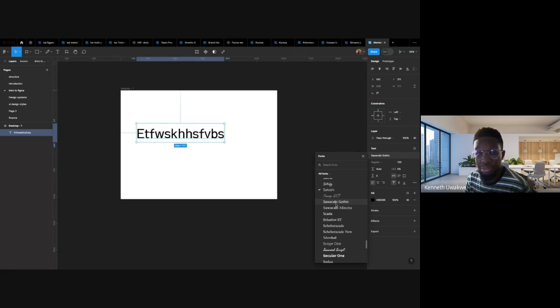But also keep in mind that whatever font you're going to be using for a web product, it actually has to be a Google font. The reason why you want to use a Google font is because, aside from the fact that it is robust, you can use it on several interfaces.